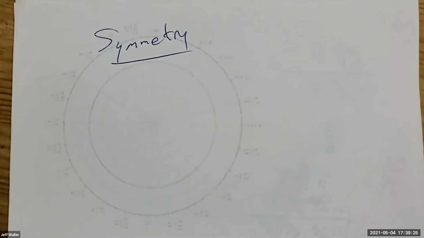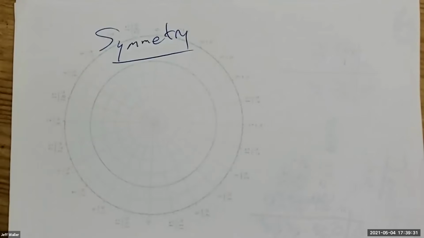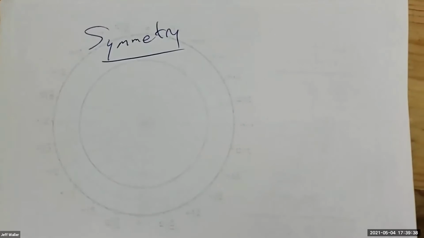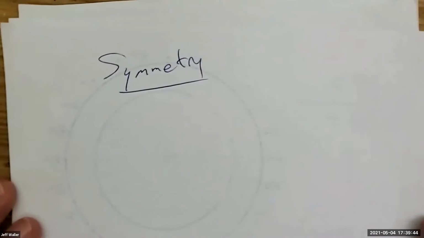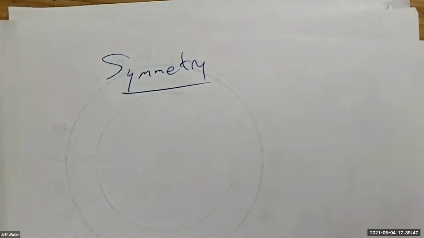So somebody remind me, what do you know about any kind of symmetry that we've talked about? Anybody know anything about any kind of symmetry? Odd and even symmetry. Kick ass. So let's review a little bit, because there are going to be some similarities between rectangular symmetries and polar symmetries.